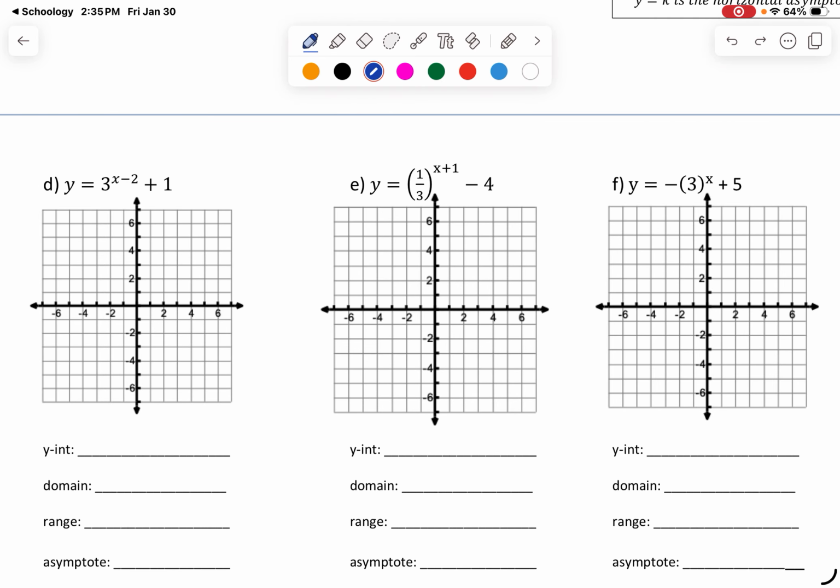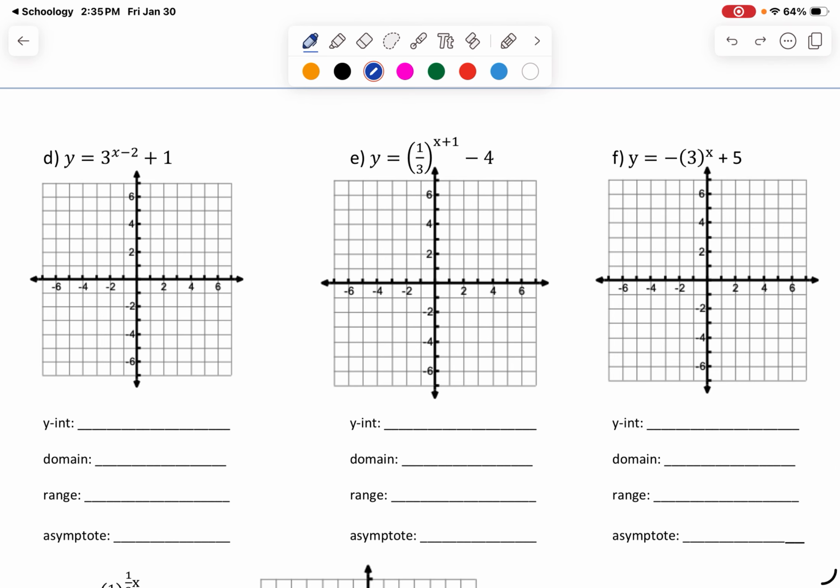Okay, so my parent function, the asymptote's at y equals 0, and the parent function for this is y equals 3 to the x. So my 3 points for this are plugging in negative 1, you get a third. Plugging in 0, you get 1. Plugging in 1, you get 3. So when I go to transform it, I'm going to use those points, okay?